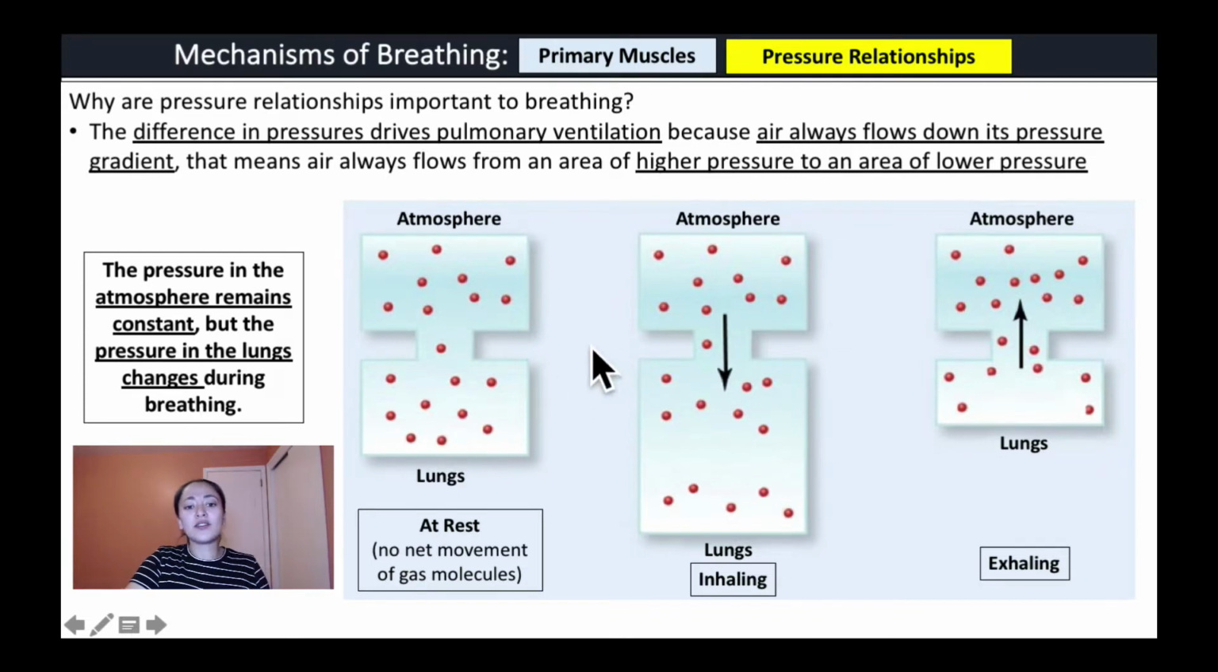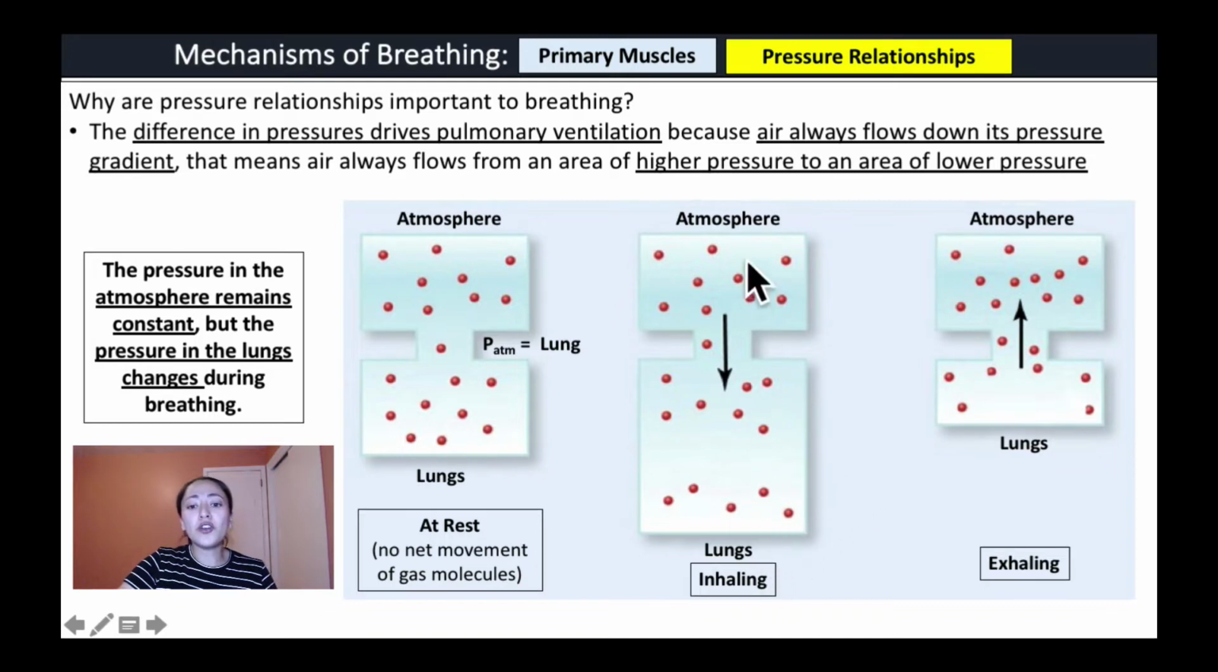So at rest, in between breaths, like in between breathing out and breathing in, when you pause for a second, there's no net movement of gas molecules. And that's because the pressure in the atmosphere and in the lungs is equal.